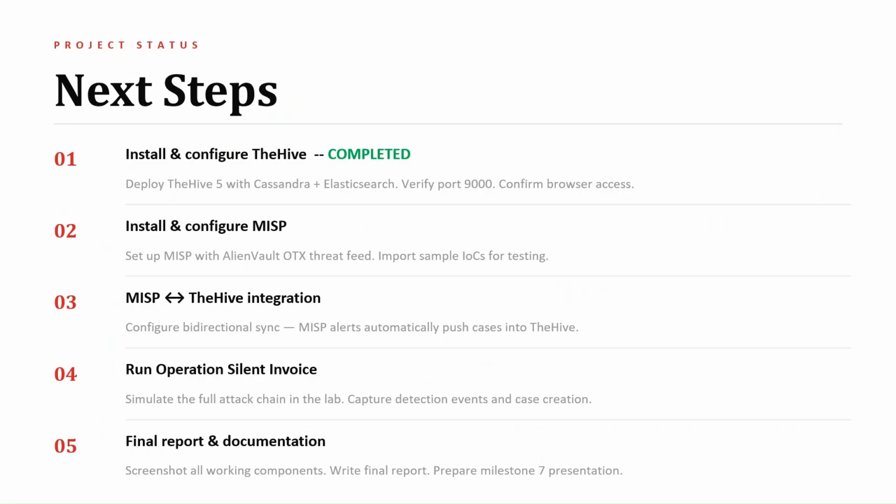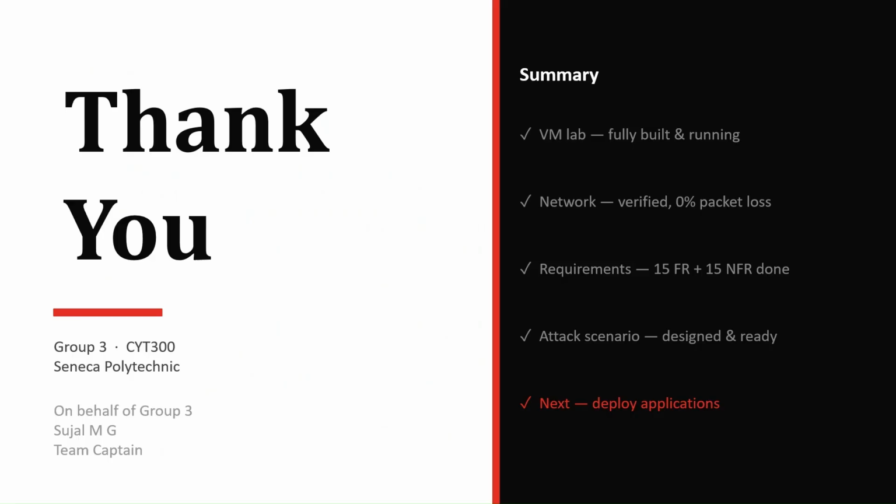Step 5, finally we'll screenshot all working components, write the final milestone report with full evidence, and prepare the milestone 7 presentation. With TheHive now working, we are ahead of where we expected to be at this stage, and next the team is focused on getting MISP up. So to summarize where Group 3 stands right now, our VM is fully built and running. Our network is verified with 0 packet loss across all connections. Our requirement and framework design are complete, and our attack scenario is ready. Our immediate next step is deploying the applications like MISP and getting the integration working properly.